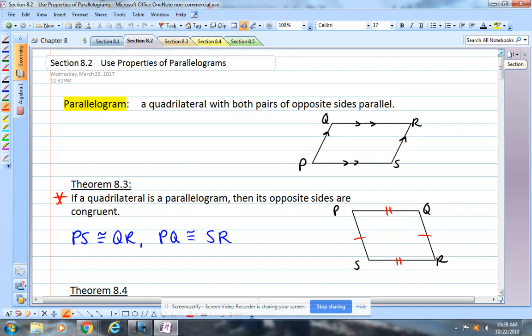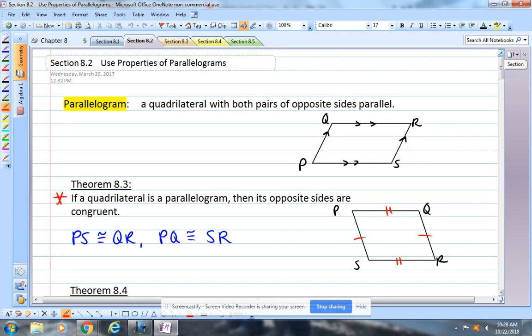So I think pretty much for the rest of this chapter, we're going to focus on special quadrilaterals that are also known as parallelograms. Some people say it differently, but I don't care how you say it, it's the same thing.